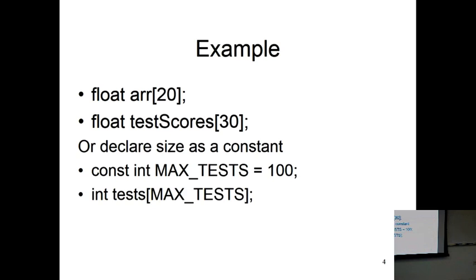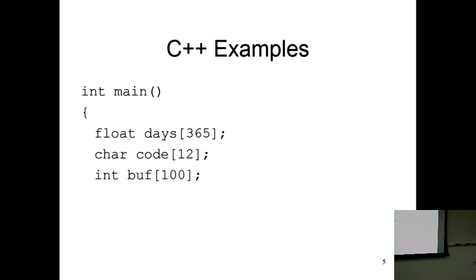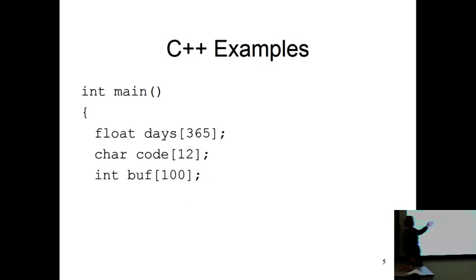Okay, so that's easy, right? So we can declare an array called days of type float with 365 elements. We can declare an array called code, which has 12 characters in it. We can declare an array called buff, which has 100 integers. What do these look like in memory?